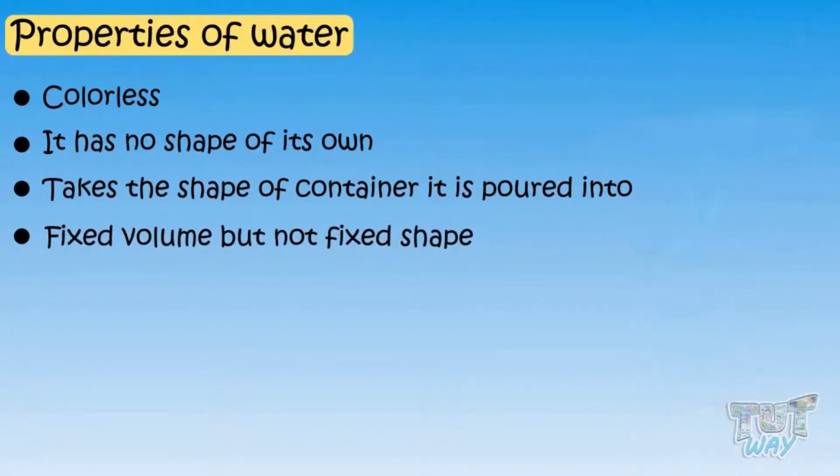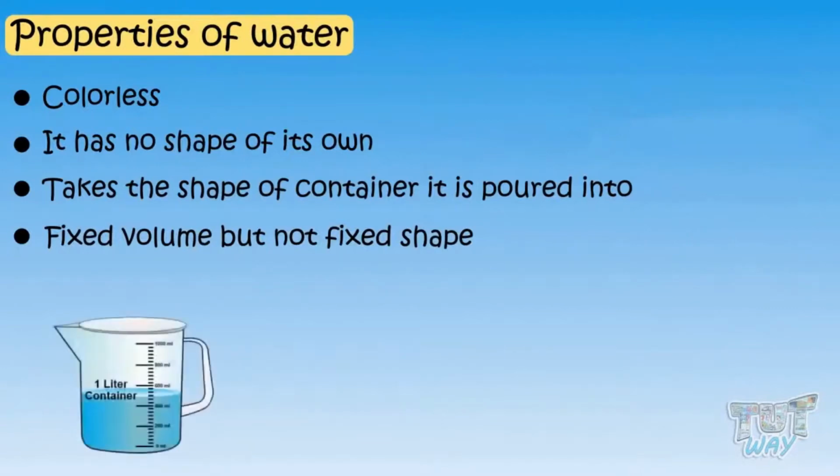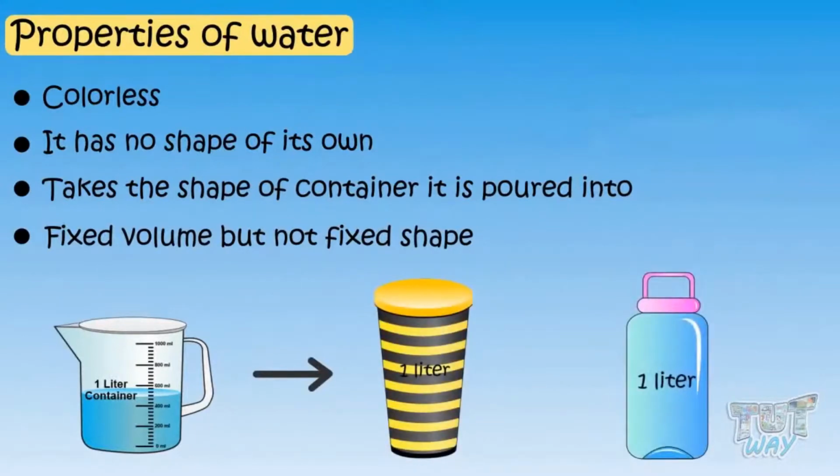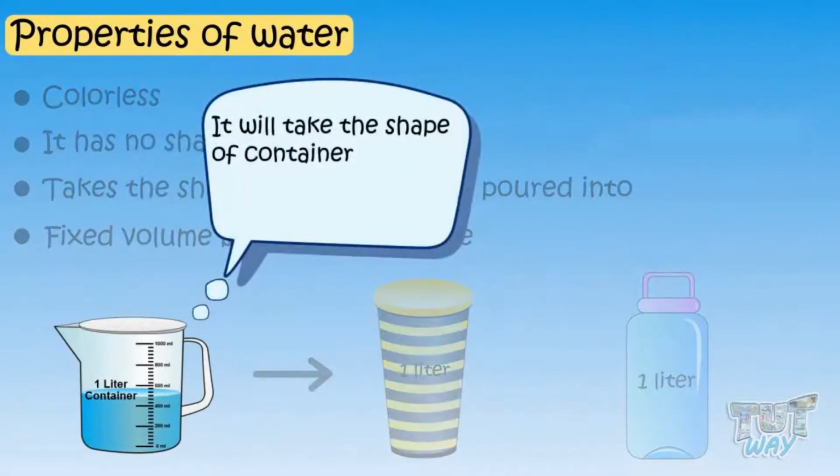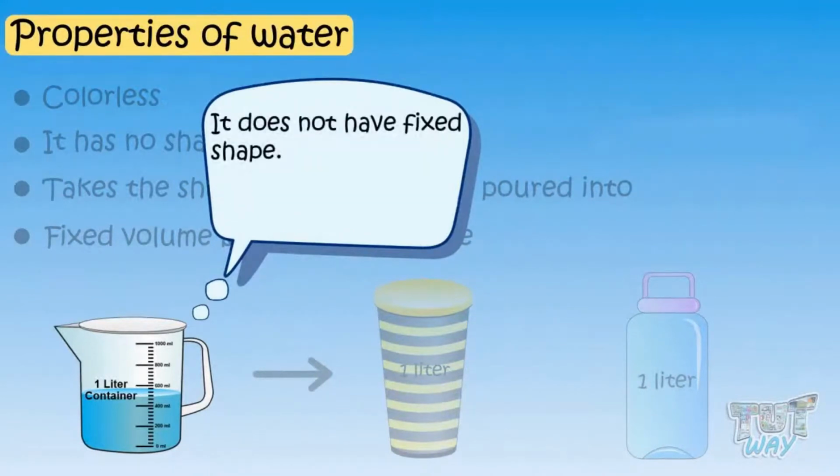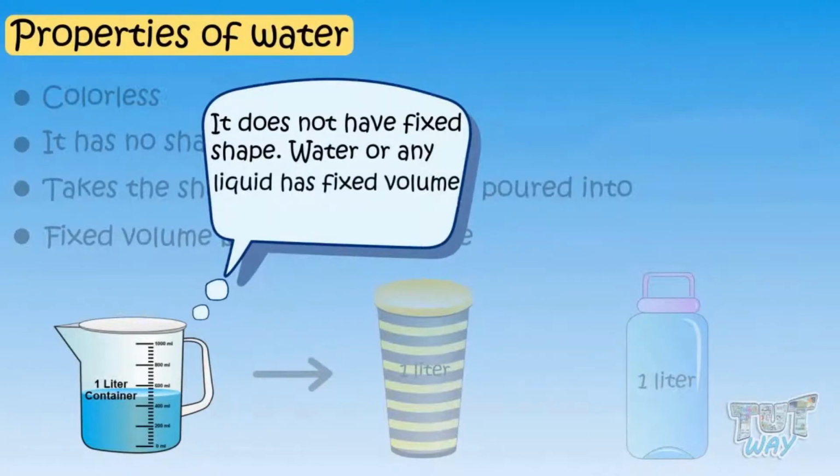That is, if you have 1 liter of water, it will remain 1 liter of water, no matter in which container you keep it. So its volume is fixed. But it will take the shape of the container in which you keep it. That is, it does not have a fixed shape. So water or any liquid has a fixed volume, but not a fixed shape. Water exists in 3 different forms on the earth. They are solid, liquid and gas.